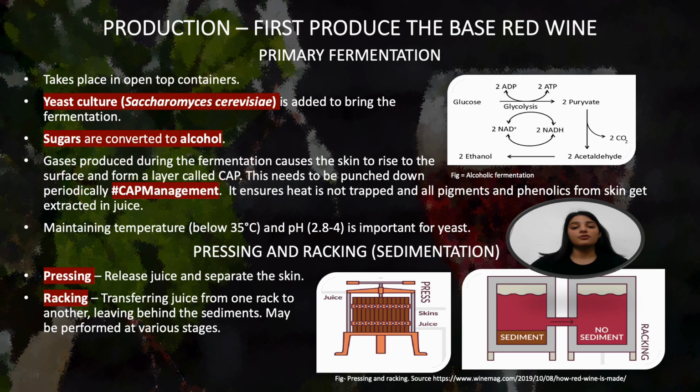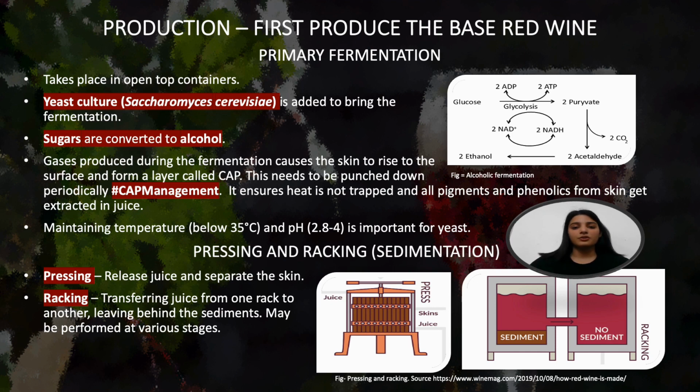Cap management ensures that there is no heat entrapped inside and that all the pigments and the phenolics from the skin get extracted into the juice. For primary fermentation, it is important to maintain the temperature and the pH for the efficient activity of the yeast. So the temperature should be maintained below 35 degrees Celsius while the pH is set between 2.8 to 4.